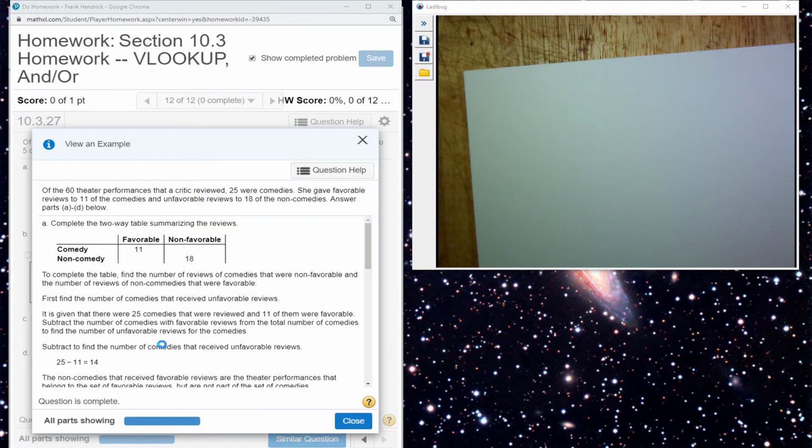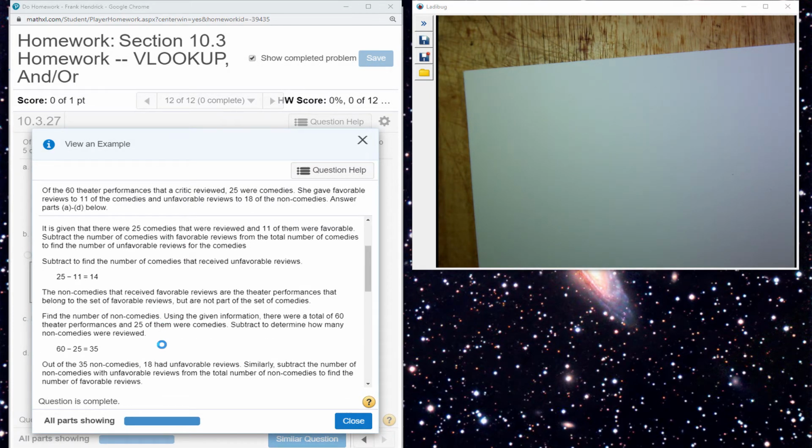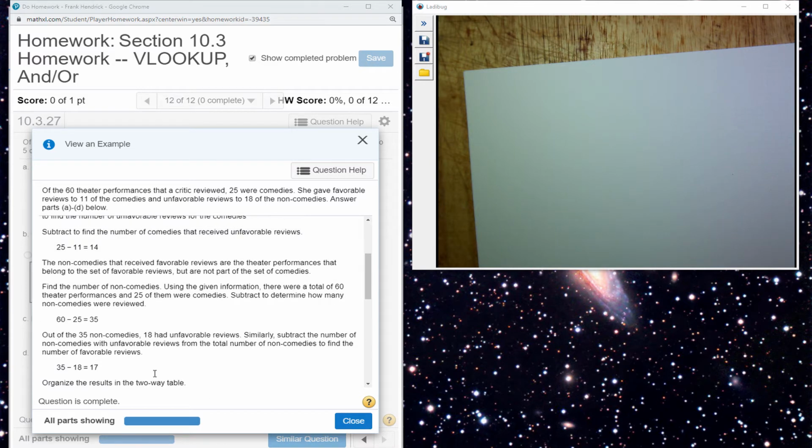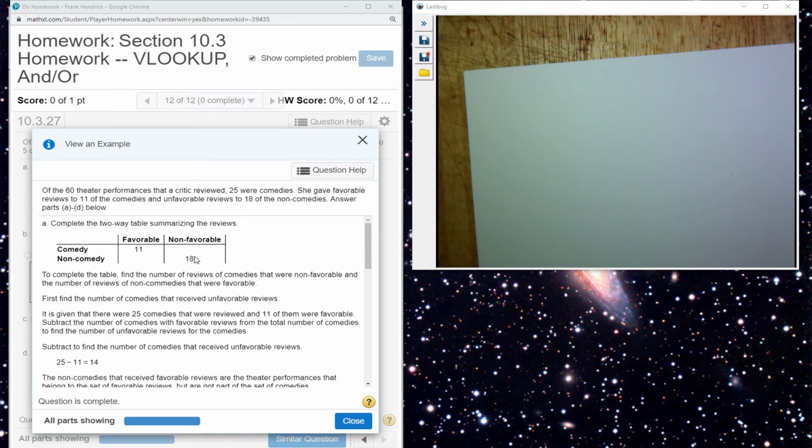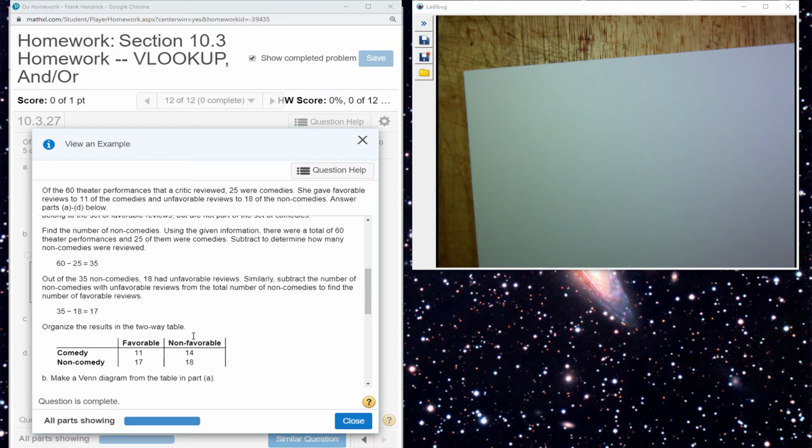So 14 got unfavorable for comedies. And then we know that 60 overall, 25 were comedies, so there were 35 that were non-comedies. And of those 35, 18 had unfavorable reviews. So how many had favorable? You can say 35 minus 18, which is 17.